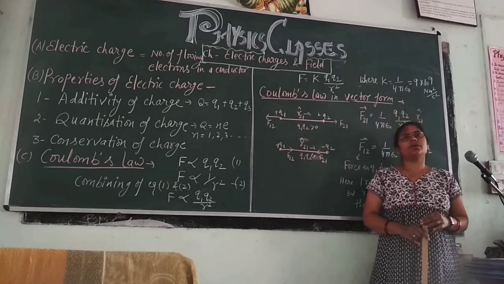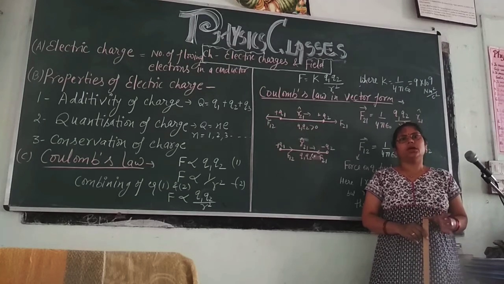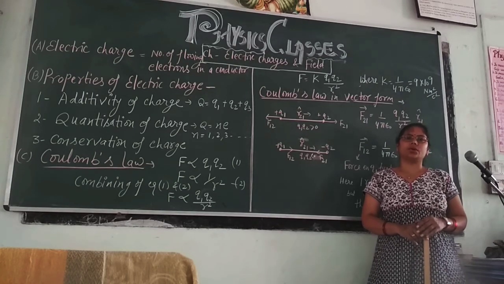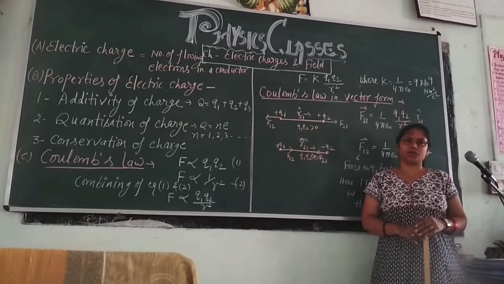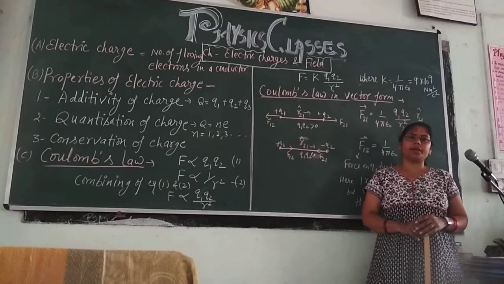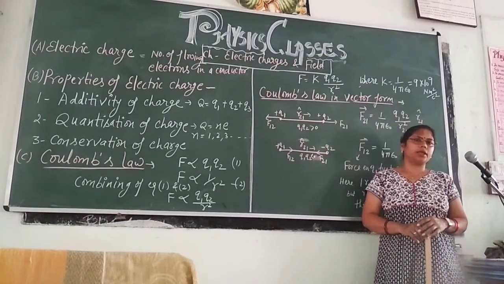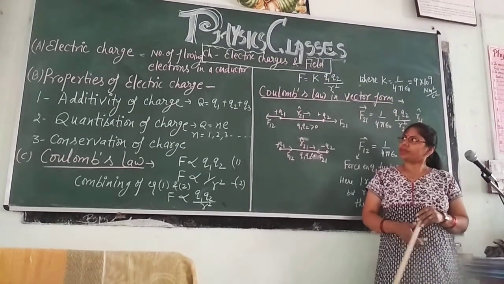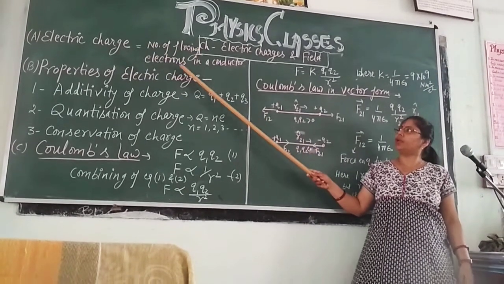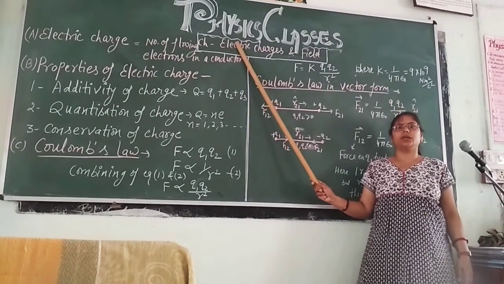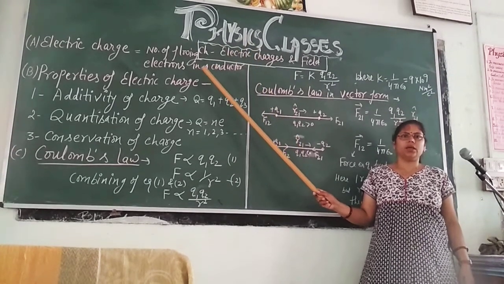Now we start with electric charge. The total number of flowing electrons in any substance is known as electric charge. It is represented by capital Q and its SI unit is coulomb. As you can see, electric charge is the number of flowing electrons in a conductor or metal.